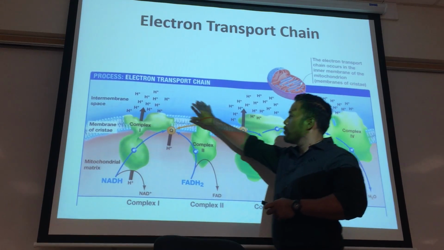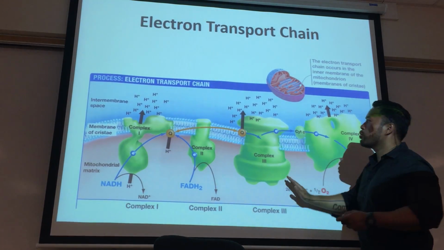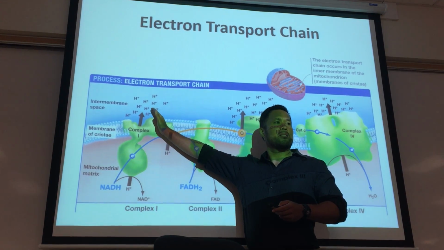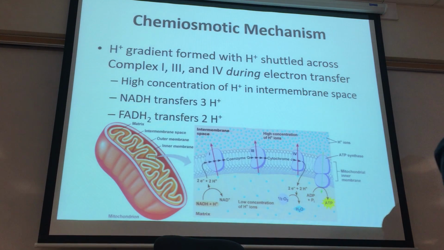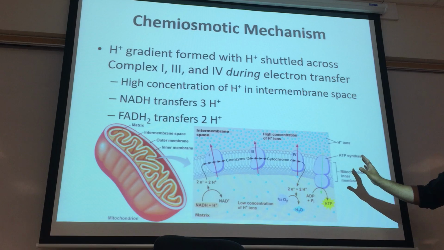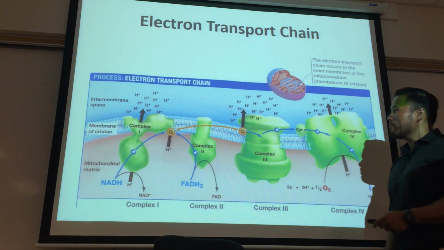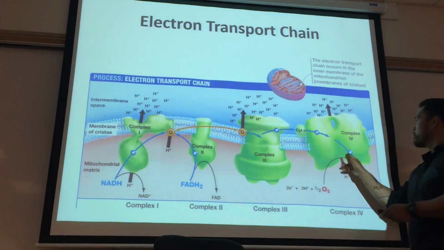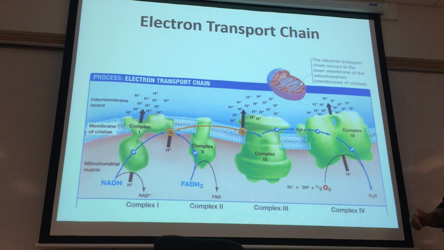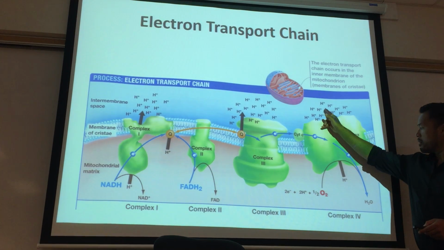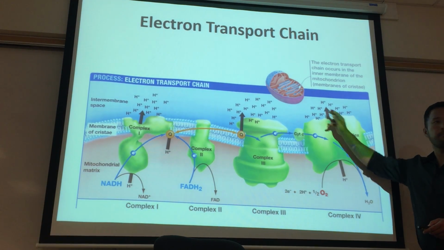And if you notice, what we're doing all along these complexes is we're pulling hydrogens against its concentration gradient. I have a couple slides down the line called the chemiosmotic mechanism. This is exactly what I'm describing here. So in that process, I'm passing the electrons through, and in that final step at complex 4, we're driving our third hydrogen ion across.